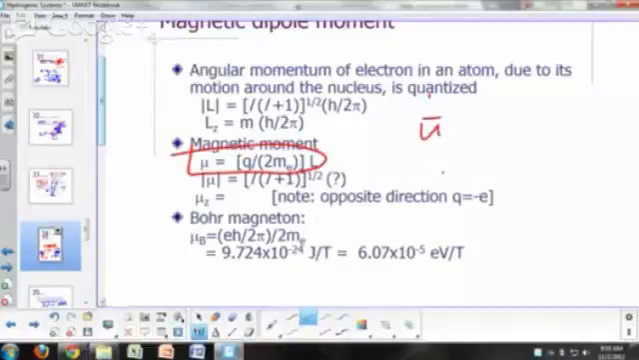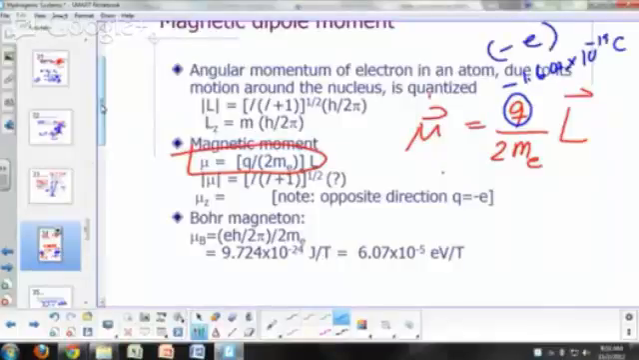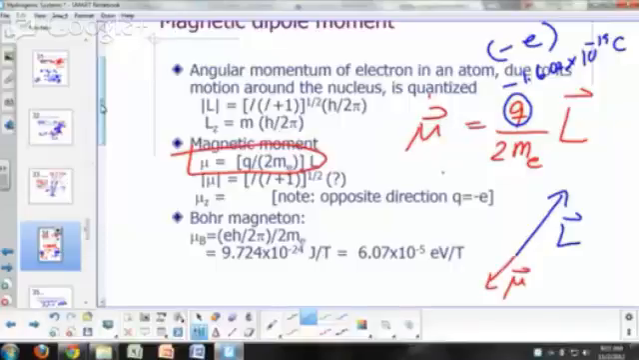The magnetic dipole moment vector is just equal to the charge of the particle divided by 2 times the mass of the particle, the mass of the electron in this case, times the angular momentum vector. Since the charge of the electron is negative, that's negative 1.602 times 10 to the negative 19 coulombs, or negative e, then if this is the L vector, the angular momentum vector, the dipole moment vector will just be pointing in the opposite direction.